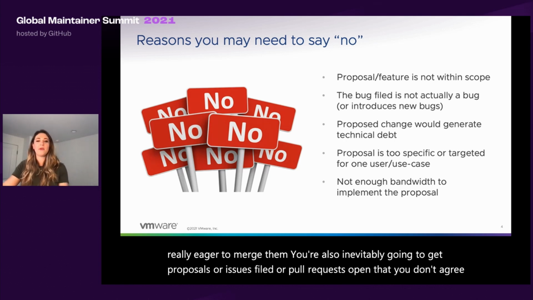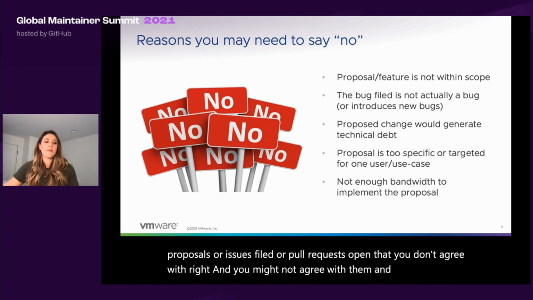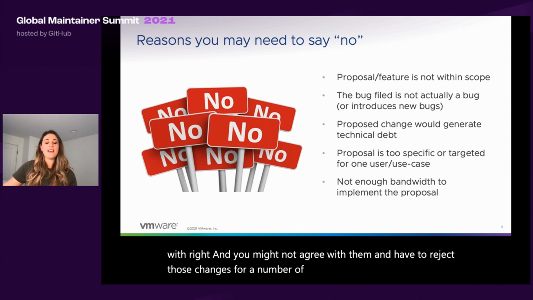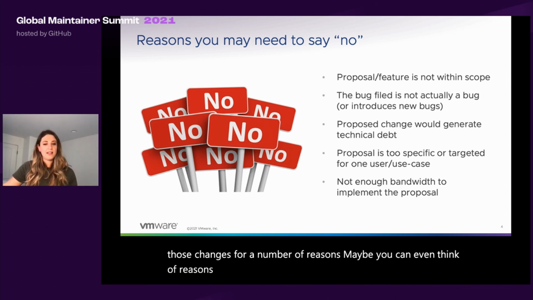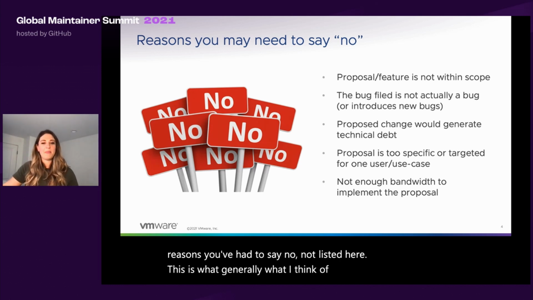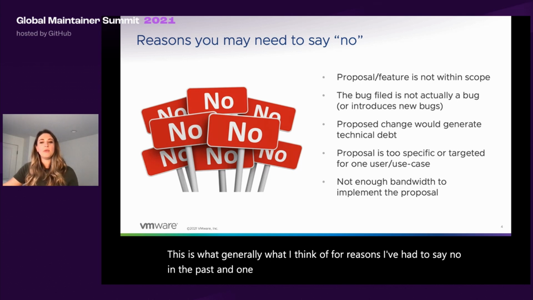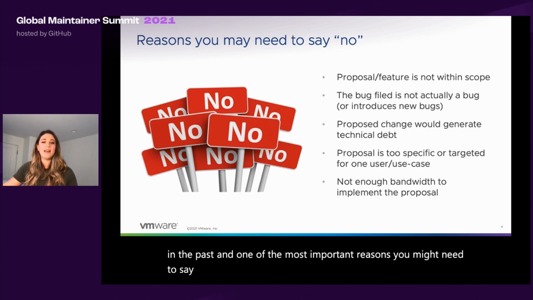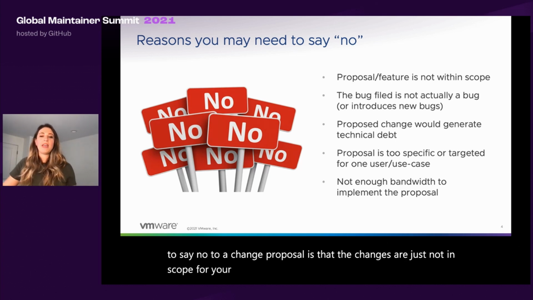You might not agree with them and have to reject those changes for a number of reasons. Maybe you can even think of reasons you've had to say no, not listed here. But this is generally what I think of for reasons I've had to say no in the past. One of the most important reasons you might need to say no to a change proposal is that the changes are just not in scope for your project, and merging them might potentially derail other deliverables.